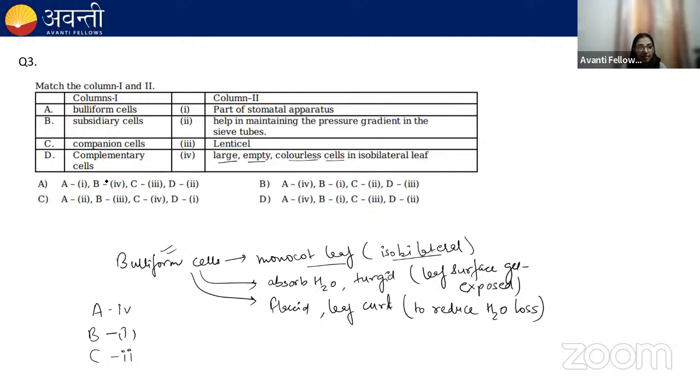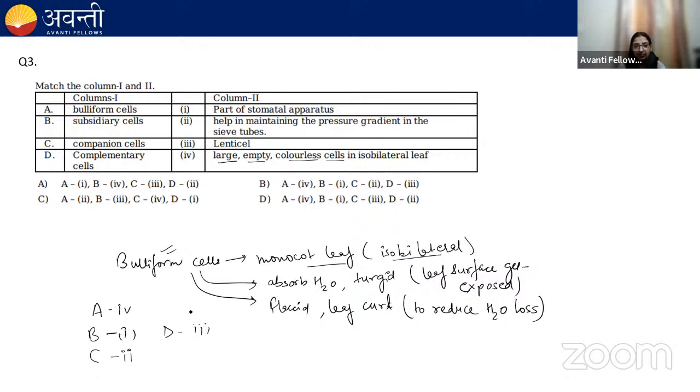So C second. And also remember one important point, that in gymnosperms, companion cells are not present. Instead of companion cells, you will observe the albuminous cells. And they don't have a sieve tube, they have sieve cells. Remember this difference. D is complementary cells. The complementary cells form lenticels.